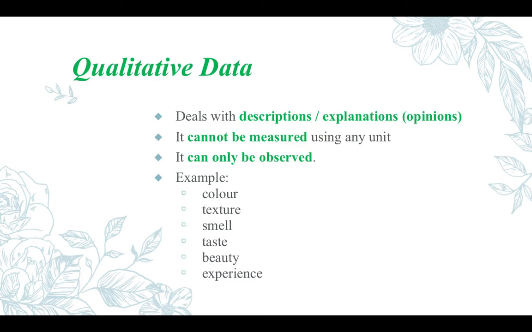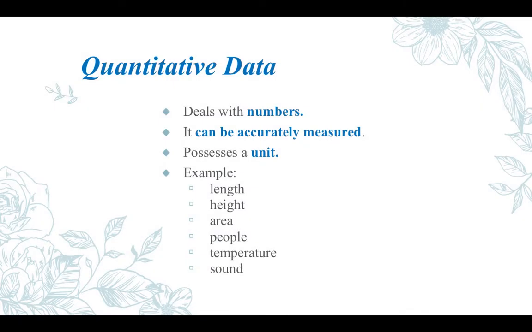Some of the examples of qualitative data could be in a form of color, when you try to describe the color or try to describe texture, smell, taste, beauty, and experience. In other words, qualitative mainly deals with string of words where you try to describe a phenomenon. Now, in contrary to qualitative data, we also have this thing called quantitative data, where you try to deal with the data in a form of numbers.